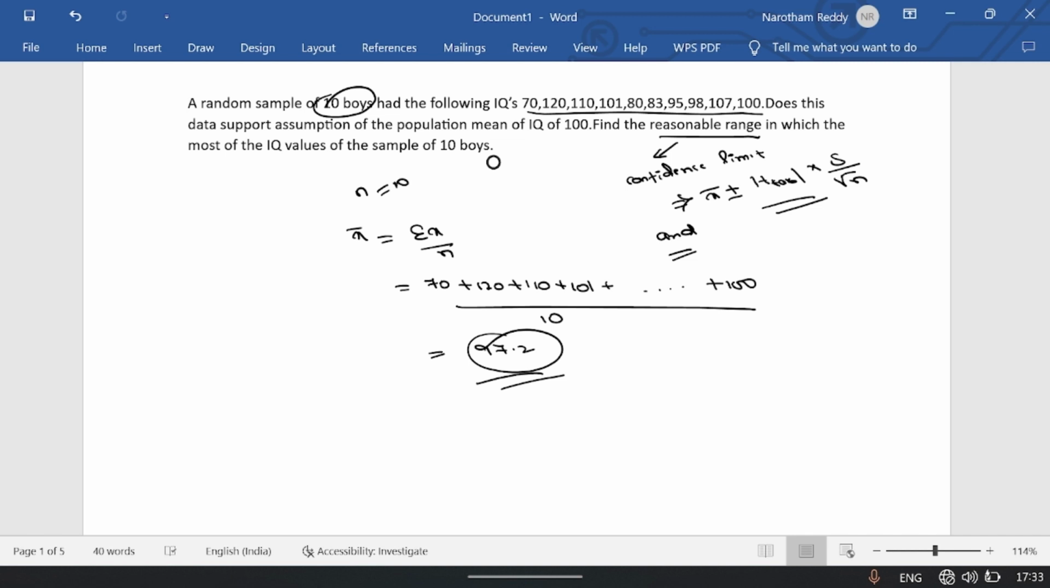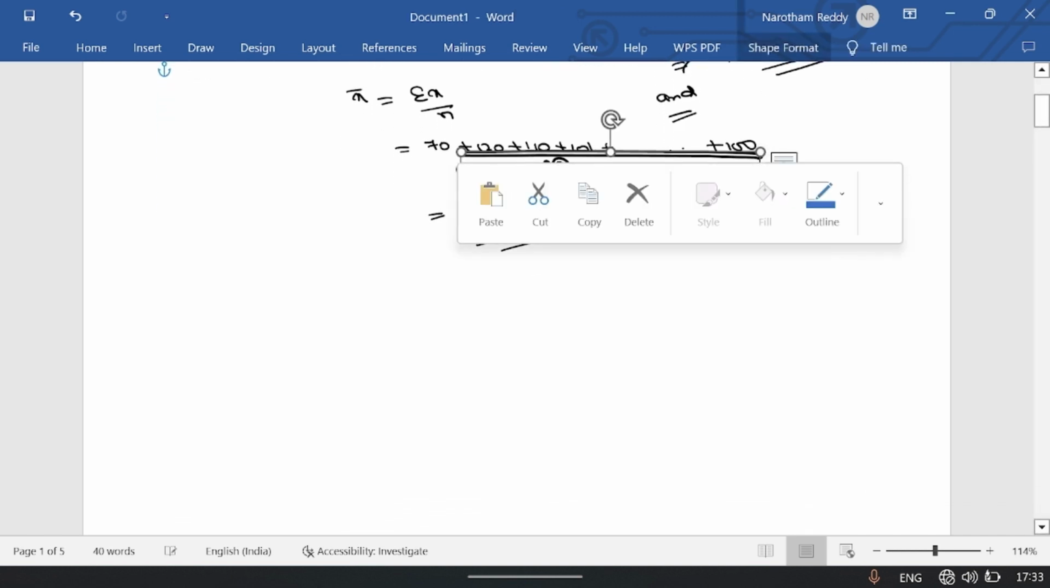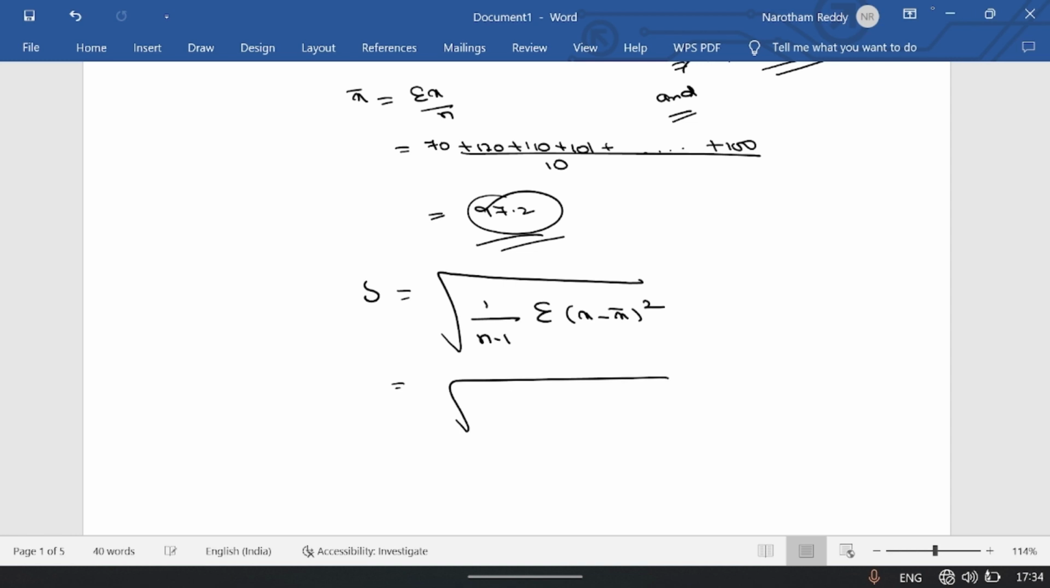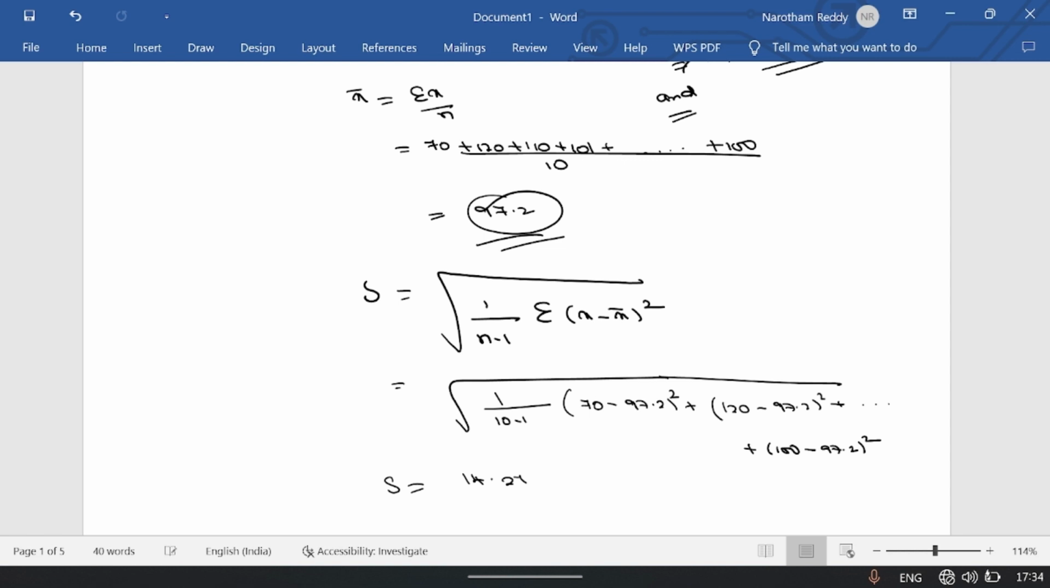X bar value as 97.2. Now let us try to solve standard deviation. S equals the square root of 1 by n minus 1 into summation of (x minus x bar) whole square. That is, 1 by 10 minus 1 into (70 minus 97.2) whole square plus (120 minus 97.2) whole square, and so on, plus (100 minus 97.2) whole square, which gives standard deviation as 14.27.